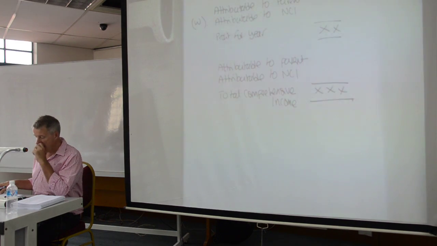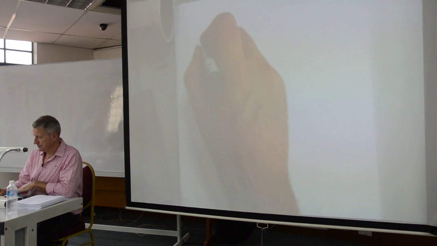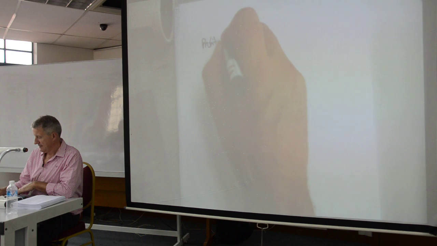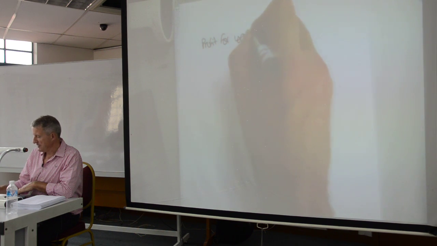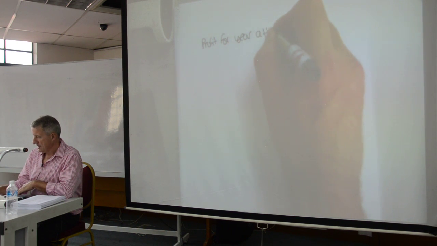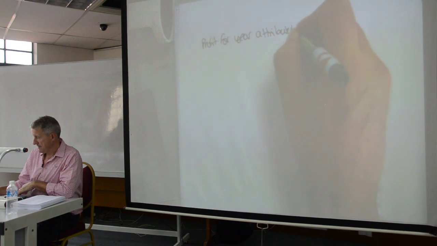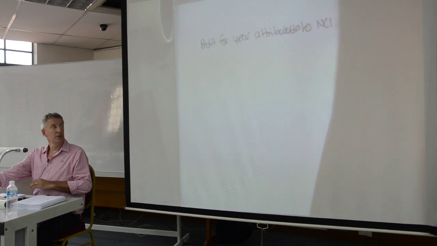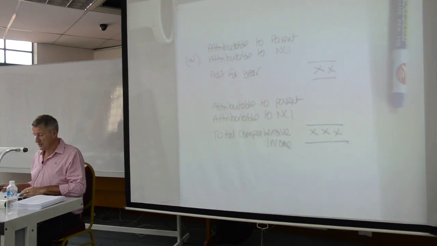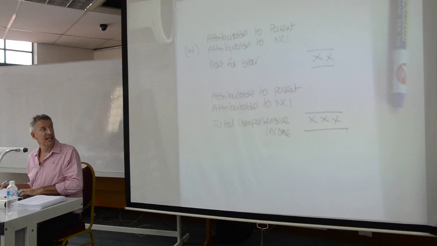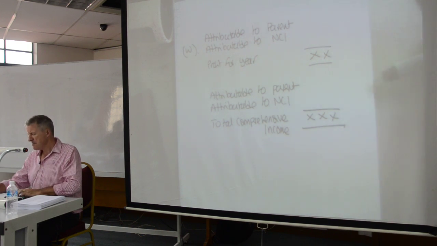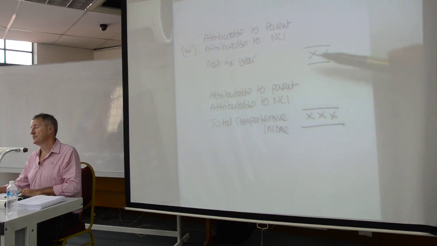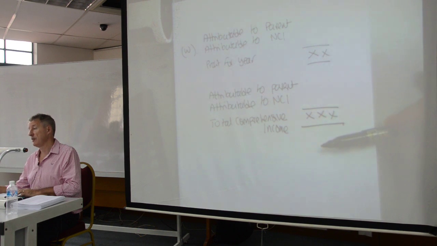To work out the profit for the year that's attributable to the NCI. So we're going to have to work out the profit for the year that is attributable to the NCI. We're continuing on from the question of Sun Yat Sen, and this would be best presented really after the profit and loss account and OCI itself.